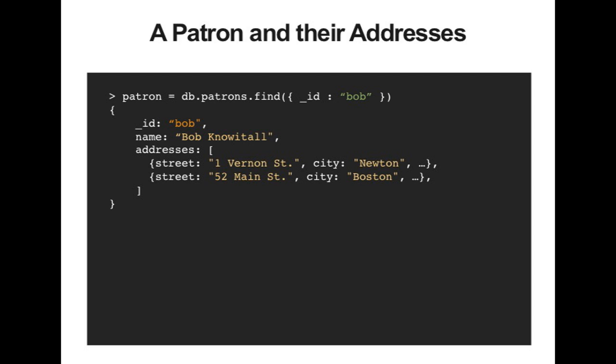Going back to the Java and the Python examples, now if I asked for everything associated with patron Bob, I would get back a map that has a field in it called addresses. Addresses would be a list of maps of which I could extract street and city. That's very powerful stuff.